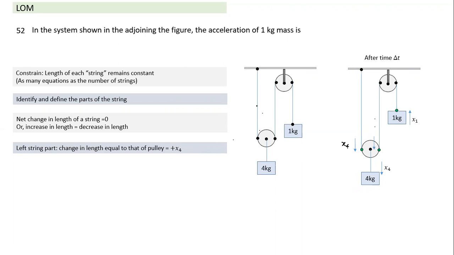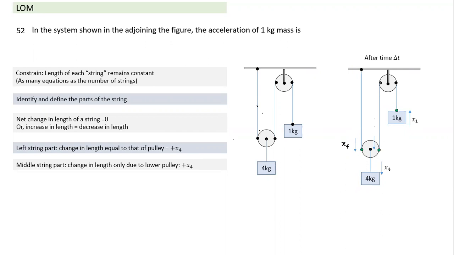Now let's focus on this part of the pulley. What has happened? This point has not changed. This point here has moved down by x4. The pulley has moved down, so the point of tangency also moved down. So since this point has moved by x4, there's an increase of plus x4.